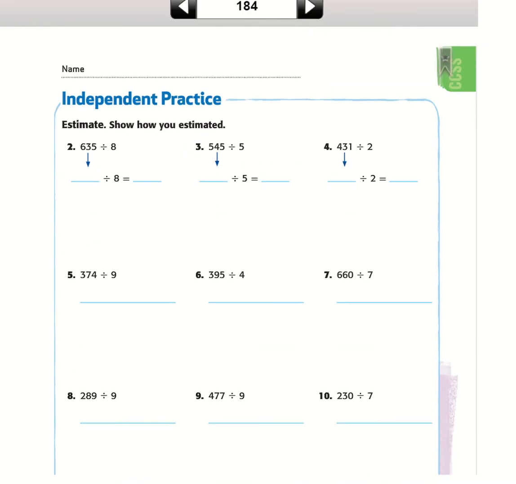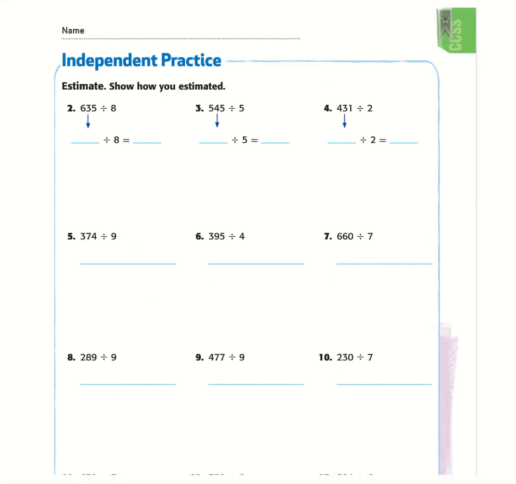So I'm going to do a couple problems just to kind of help us out. So we have 635 divided by 8. So we have to find a close number that's compatible with 8 and 635. Well, I know when I count by 8s, 64 is going to be a compatible number, and 640 is close to 635. So I know 640 divided by 8 is going to be 80.